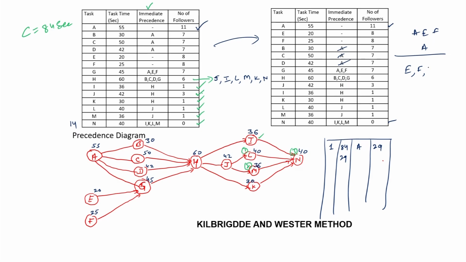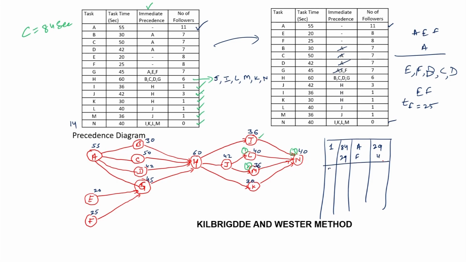So, 29 is available. Now, once A is done, we have E, F, B, C and D. Out of that the highest priority is for E as well as F. When there is a tie, find the element which has the higher time. E and F both have no predecessor and the same priority, so we will select F first, because F is 25 and we are left with just 4. So, now no more element.